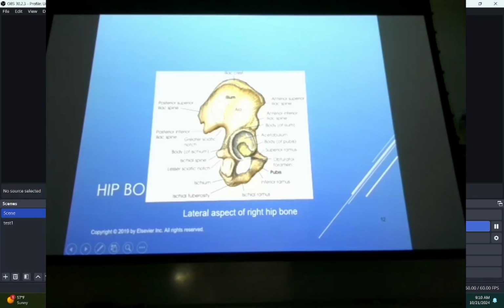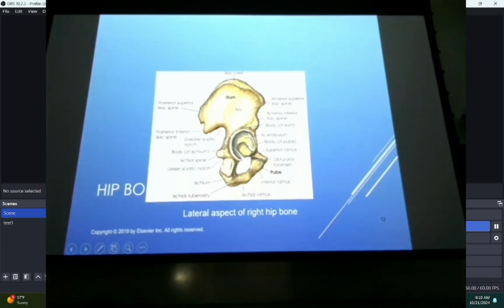So that's from a side view. That's your acetabulum again, obturator foramen, ischial tuberosity, ischial ramus, obturator foramen, and then where the two come together is, of course, what we refer to as the symphysis pubis.